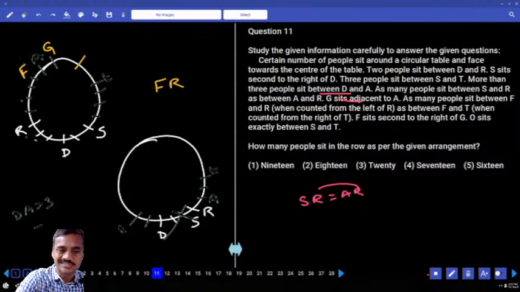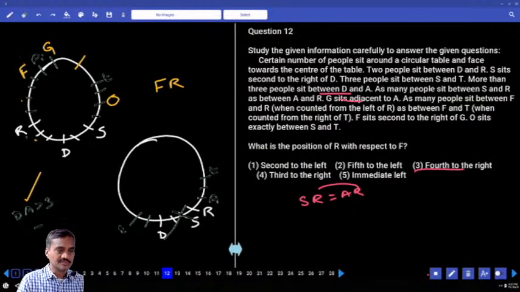And O sits exactly between S and T. O is exactly between S and T, O is here. Now this is the final arrangement. Between D and A there are more than 3 persons. Done with this? Now this is about question numbers 11 to 15. Now in this 11 to 15, how many people are there in this arrangement? Now 17, choice 4.